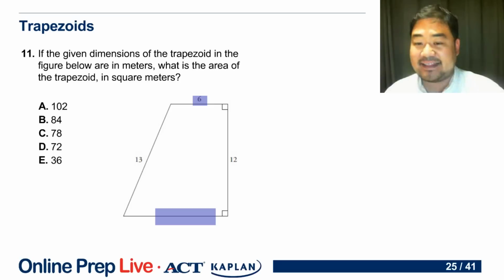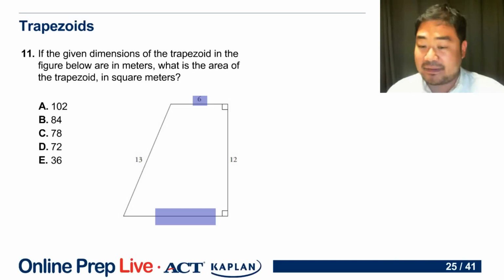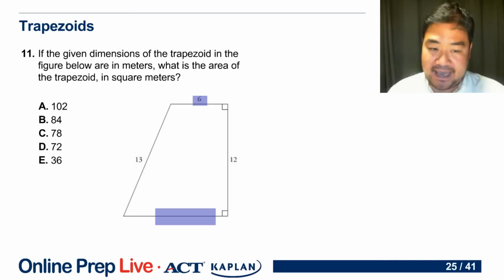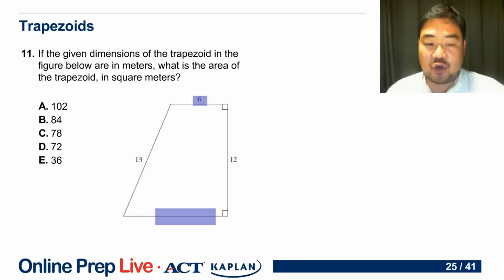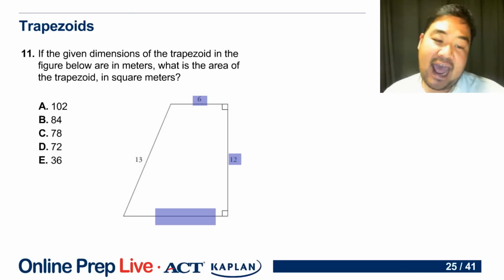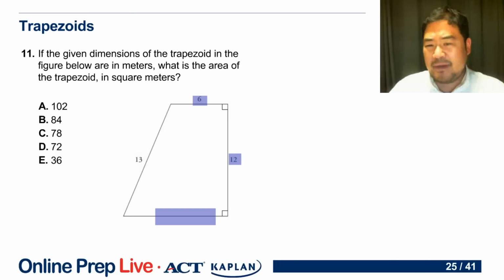And there it is. Yeah, the height is going to be 12. Remember, the height is whatever's perpendicular to the base. So the 12 is going to be the height. So far we know the height is 12, one of the bases is 6, and we need the other base. And then you might be thinking, oh man, that 13 is kind of distracting us. Do we even need that 13?